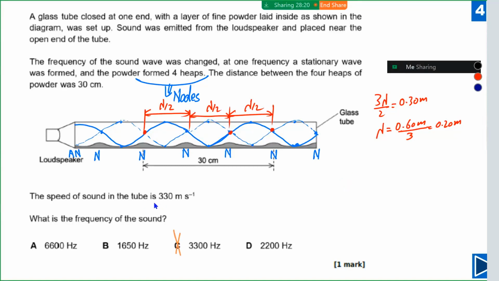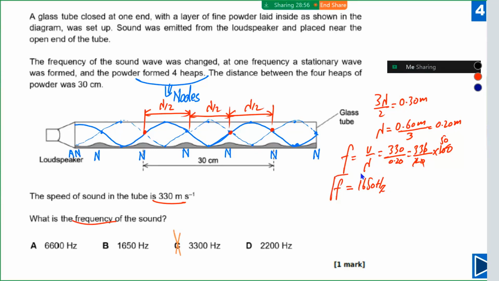Now you have lambda, the speed of sound is given, and you need to calculate the frequency. So frequency is simply equal to V over lambda. We have the speed of sound, and the value of lambda is 0.20. We can simplify this: we will have 20 here multiplied by 100, so this 0 we can cancel, and we can get our final answer. This one will be 50, and if you multiply, you will get 1650 hertz. So this is how you need to approach this problem. This is our final answer. I hope this one is clear to you.